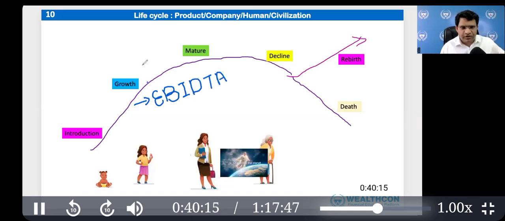As you go to the next step, operating profit, that is EBIT, should be positive. So EBITDA positive, operating profit positive. Then what is the next? Can you write in the chat box?